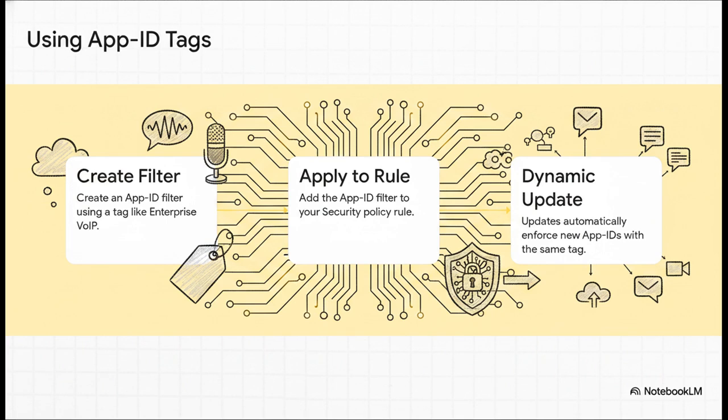Let's say you set up a filter with the tag Enterprise VoIP. If a brand new business video conferencing app drops tomorrow and it gets tagged as Enterprise VoIP in the dynamic update, boom, your firewall automatically allows it. You are secure, your rules stay elegant, and you're completely future-proofed.